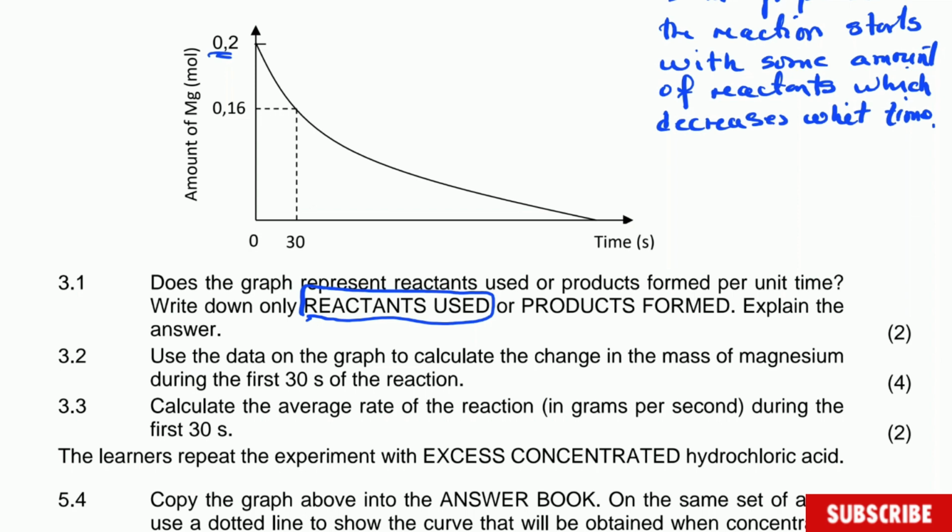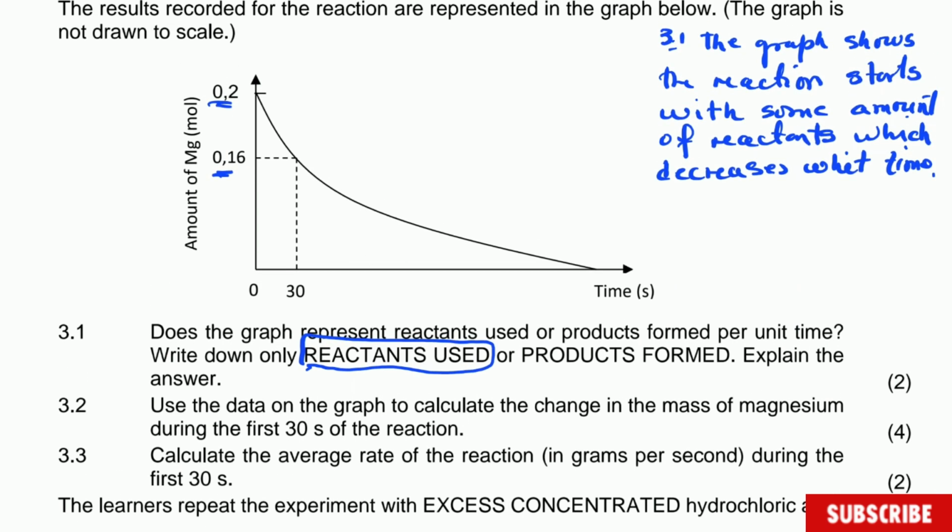3.2. Use the data on the graph to calculate the change in mass of magnesium during the first 30 seconds of the reaction. So all we have to do is to calculate the change in the magnesium for the first 30 seconds. Be careful guys, for the first 30 seconds. So it's from there to there. Okay, so all you have to do is two options. One of them is to calculate the mass in each case for magnesium, and then convert it to change in mass. The other option is to calculate the change in number of mole, and then use that one for the change in mass, and that is what we exactly are going to do.